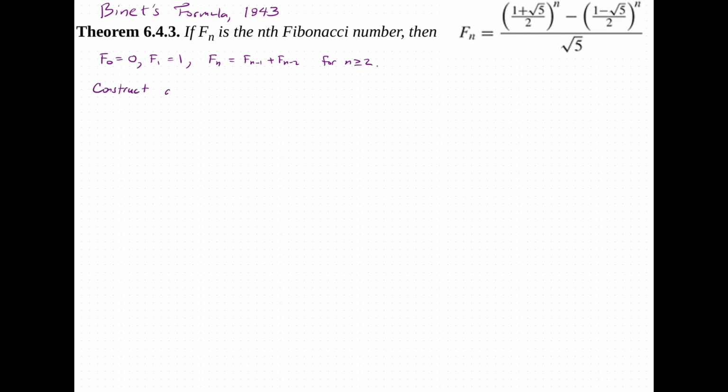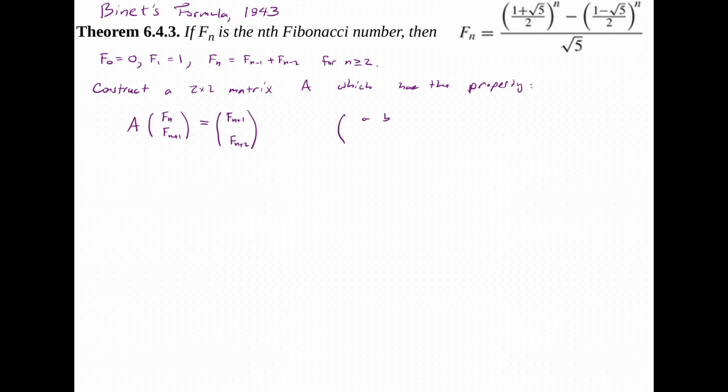So we want to construct a 2 by 2 matrix, A, which has the property that if we take A times the column vector f sub n, f sub n plus 1, this is going to output f sub n plus 1 and f sub n plus 2. So how can we find such a matrix?